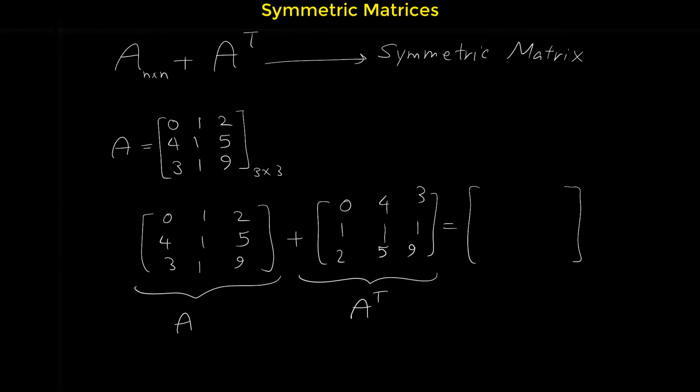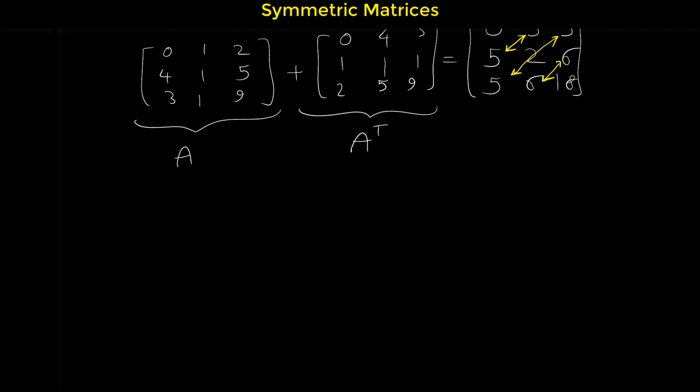If we add these two matrices, 0 plus 0 is 0. We add corresponding terms simply. 1 plus 4 is 5, 3 plus 2 is 5, 4 plus 1 is 5, 1 plus 1 is 2, 5 plus 1 is 6. Is it 5? It should be 6. 5 plus 1 here is 6. And here is also 6, and 9 plus 9 is 18. As you can see, this matrix is symmetric because the opposite terms are equal to each other. So this is a symmetric matrix.